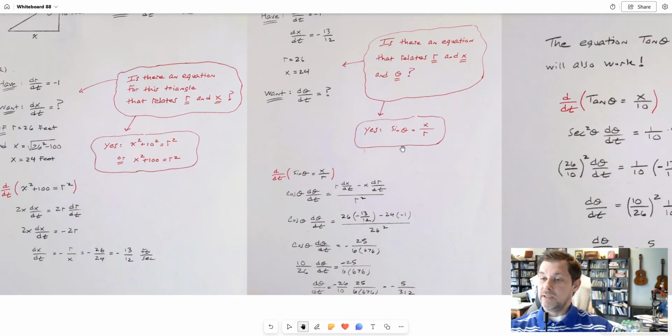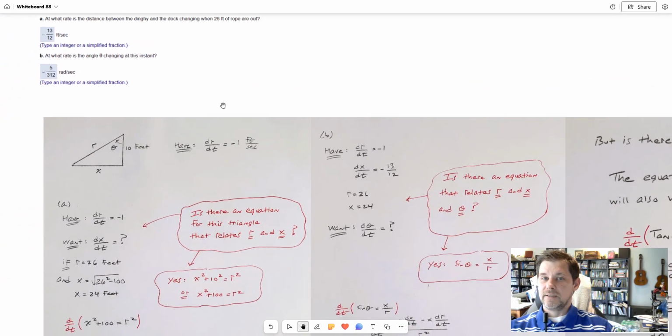Now, with that equation at hand, I would have to take the derivative with respect to time. With the rules for derivatives, I'd have to use the quotient rule in this case. I have to put my known values in. And there's quite a bit of arithmetic to solve this one, but I get negative 5 over 312. But remember, although I'm happy to help you with this part, it wasn't the focus of this video. Okay? All right, so that's our answer to B.